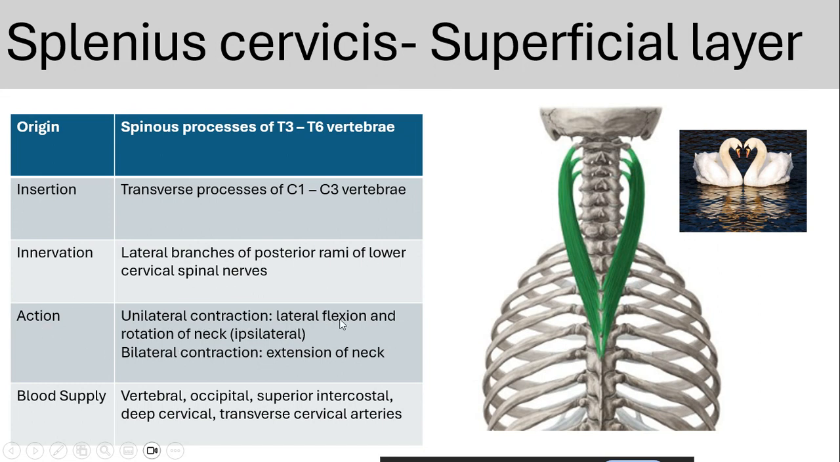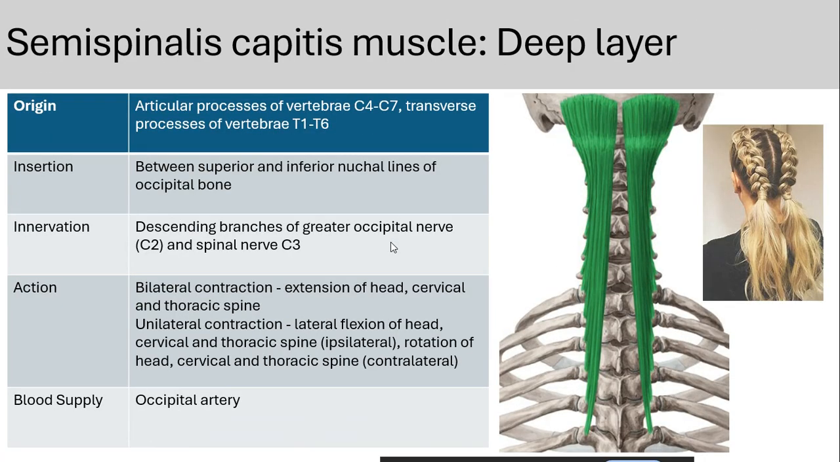Action: unilateral contraction, lateral flexion and rotation of the neck on both sides. Bilateral contraction, extension of the neck. Alright, so it's extending the neck, right? Blood supply: vertebral, occipital, superior intercostal, deep cervical, transverse cervical arteries, right? So as you can see, it is provided blood supply by multiple arteries: vertebral artery, occipital artery, superior intercostal, deep cervical artery, and also transverse cervical arteries. It is a superficial layer muscle, right? Splenius cervicis, all right?